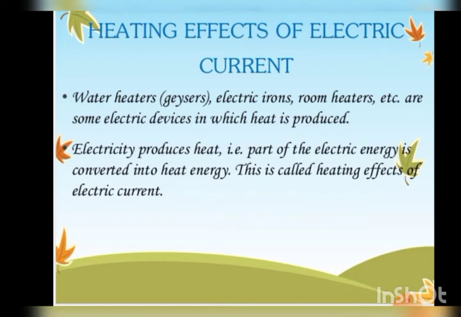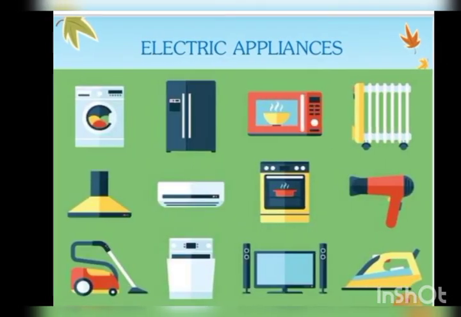The heating effects of the electric current. Water heater or electric irons, room heaters, etc. are some electrical devices in which heat is produced. Okay, due to the heating effects, the heat is produced, and we can use that. The electricity produces heat, that is, a part of the electric energy is converted into heat energy. This is called heating effect of electric current. Now these are some electrical appliances where the electric current is used: fridge, TV, oven, electrical iron, many more. Okay, where the electric current is used.